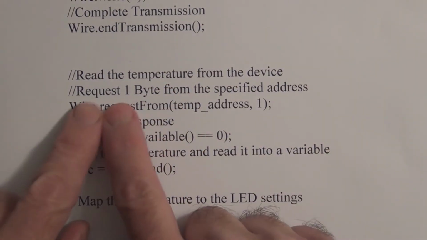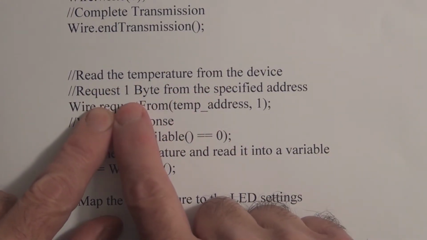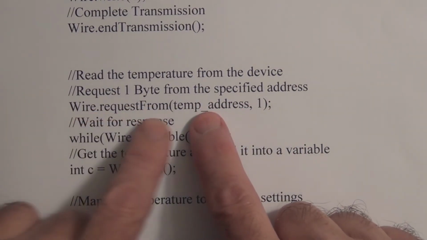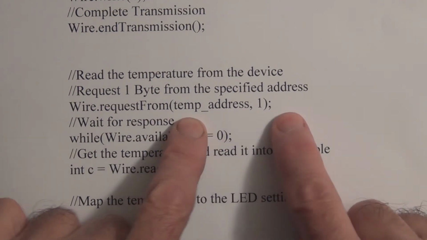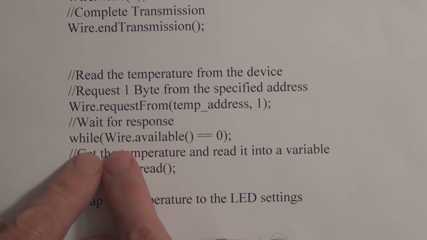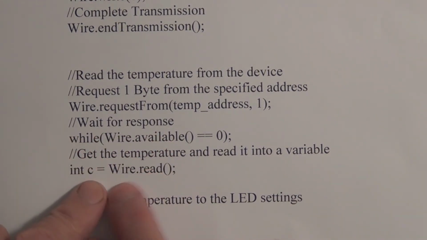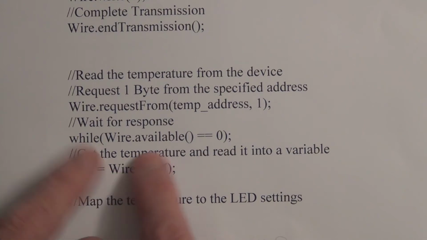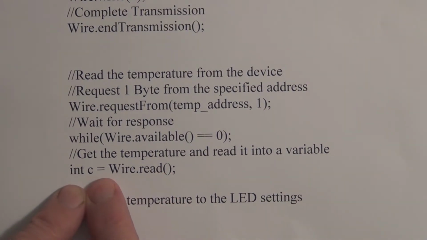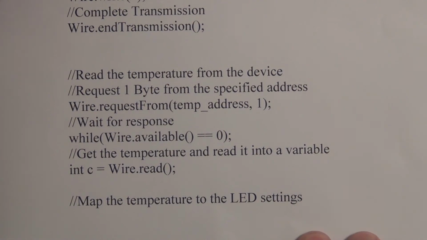And like in the last sketch, we're going to read the temperature now, request 1 byte from the specified address, Wire.requestFrom this address, and 1 byte of information. We wait for a response, and then once we have an acknowledgement, we're going to use Wire.read and read that temperature into the variable C. It's an integer variable. And now we're going to map the temperatures to the LED settings.